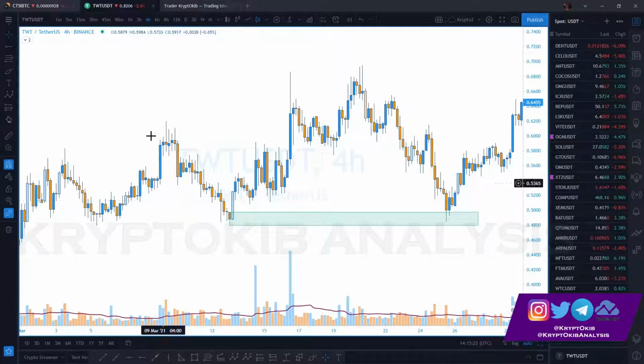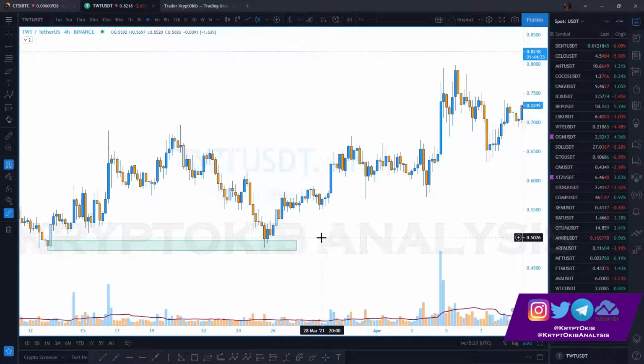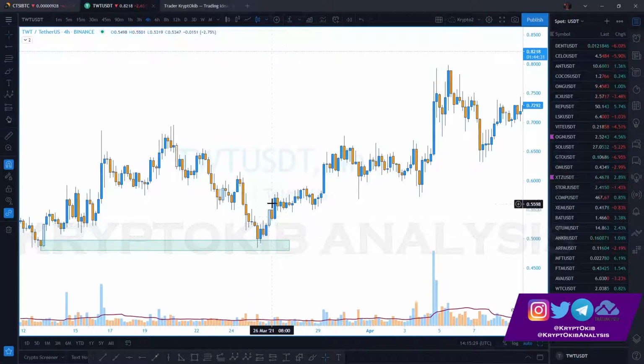So here you want to look for strong move aways. Now this is a retest. We still have a strong move away. We have a base here. Then we have, this is not a strong move away. And this is the reason why.